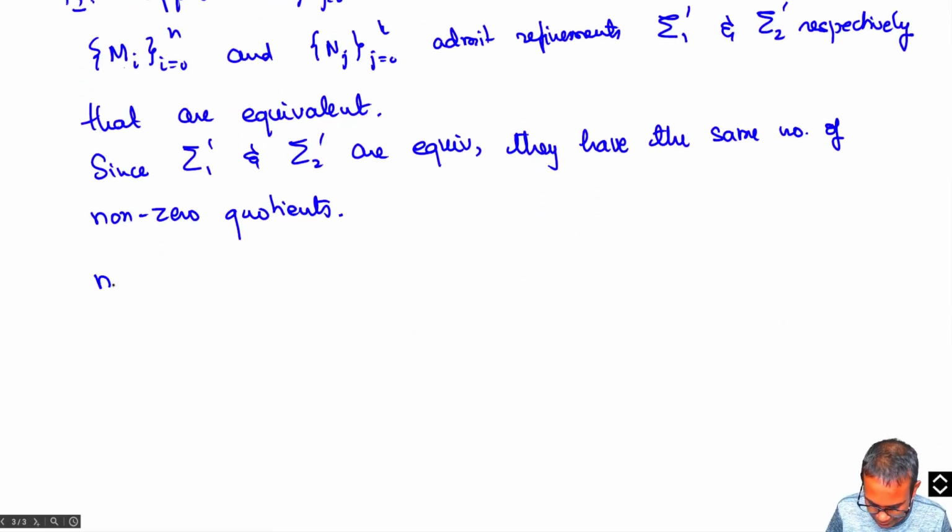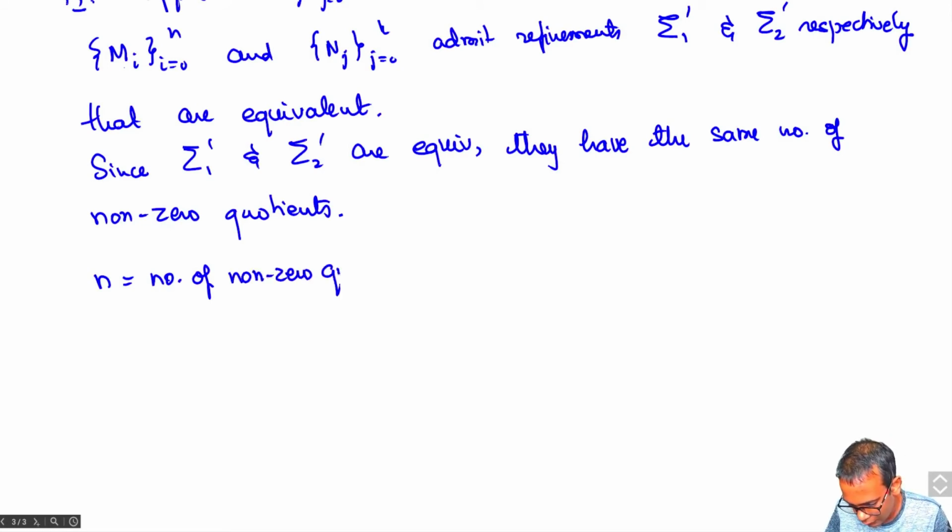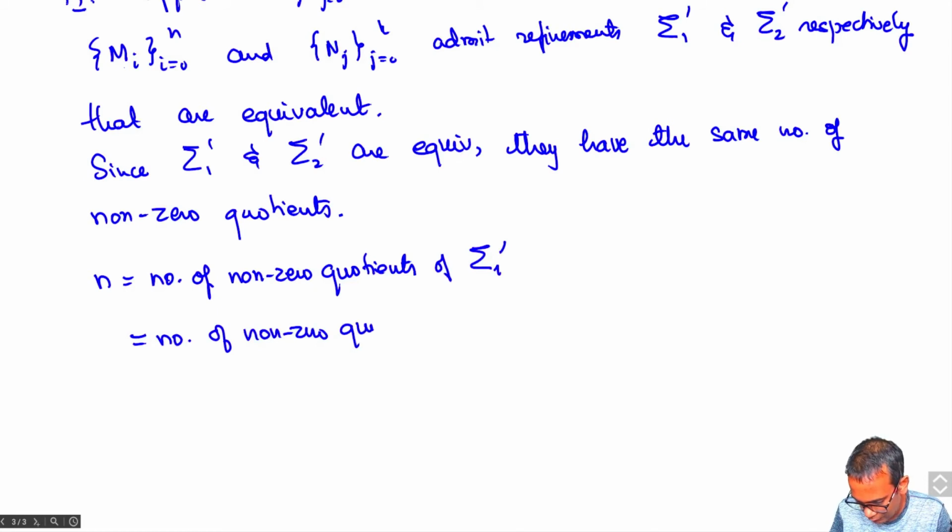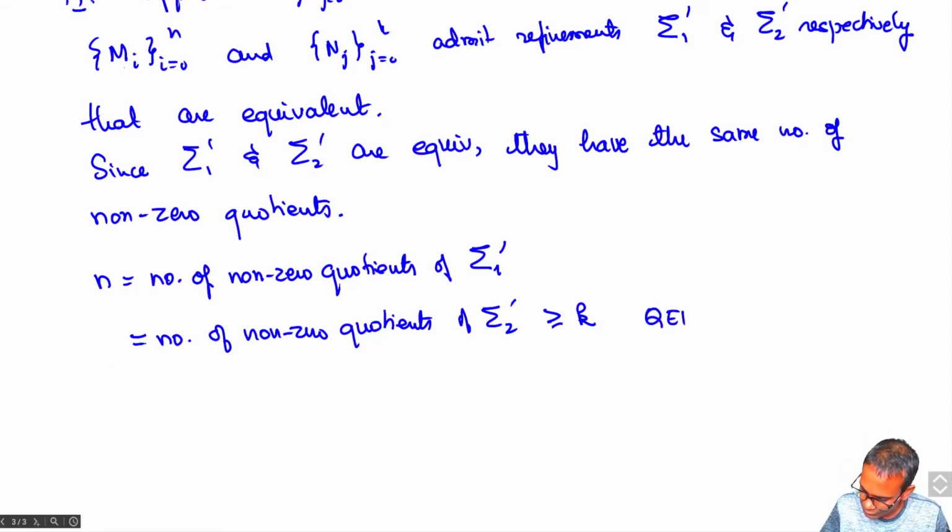So now what we have is N is the length of the composition series M_i, so it's the number of non-zero quotients of sigma 1 prime, and that's equal to the number of non-zero quotients of sigma 2 prime, but that has to be greater than or equal to K because sigma 2 prime is a refinement of N_j, and so K has to be less than or equal to N. So you cannot have a strict composition series of length greater than the length of a Jordan-Holder series.